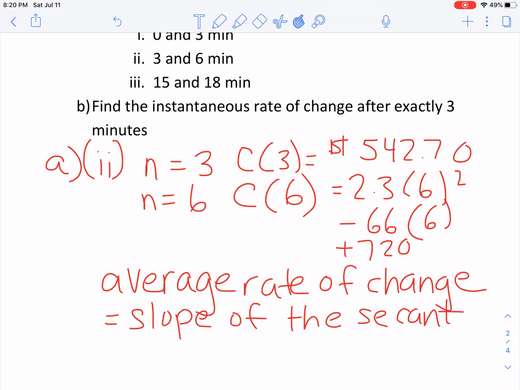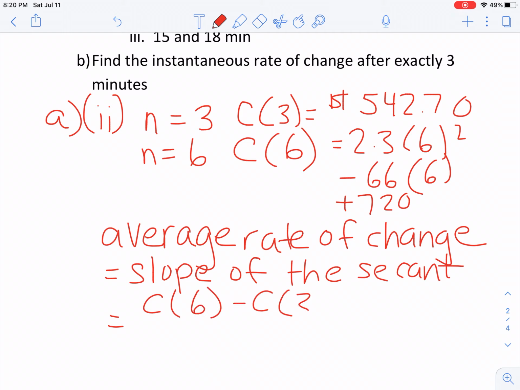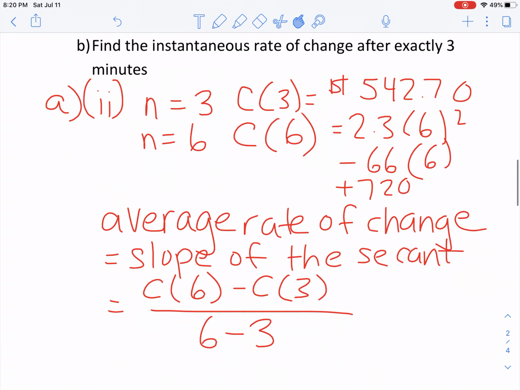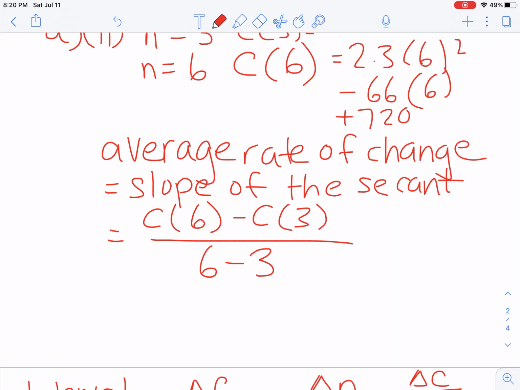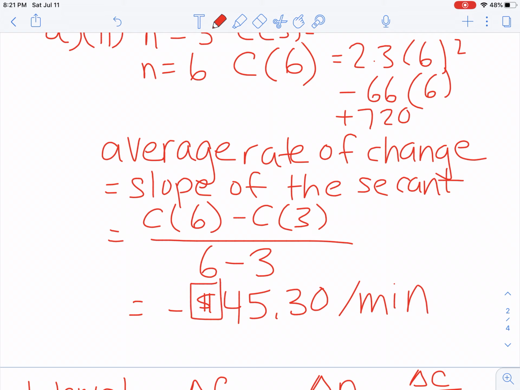So that's just the line that we're drawing between those 2 points on our curve, which is C at 6 minus C at 3. You just put those values in, whatever you get for C of 6 minus C of 3, and then divide by the change in n, which would just be 3. And you should end up getting negative 45.30 per minute, so dollars per minute. Remember, a rate has units of something per something because it's a rate of change.